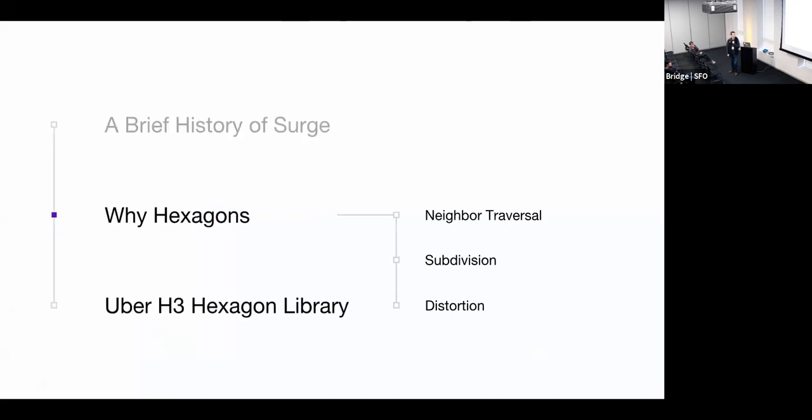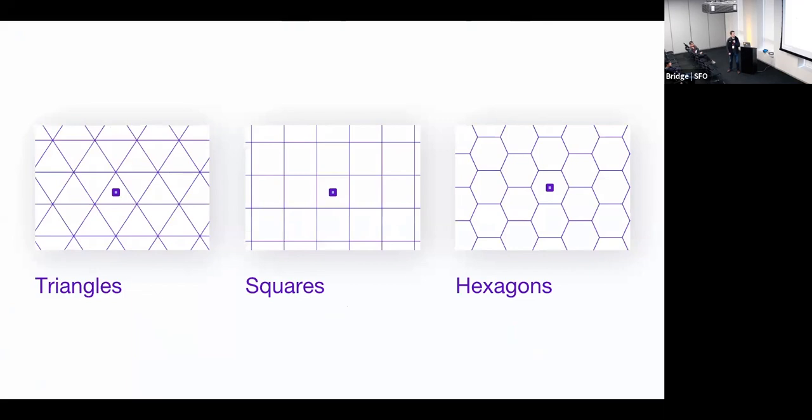So we came up with a couple different criteria. We wanted to look at neighbor traversal, we wanted to look at subdivision, and we wanted to look at distortion. So let's start with neighbor traversal. Triangles, if you want to traverse from one triangle to the other, within the adjacent triangles to that center one, there are three different ways to do it.